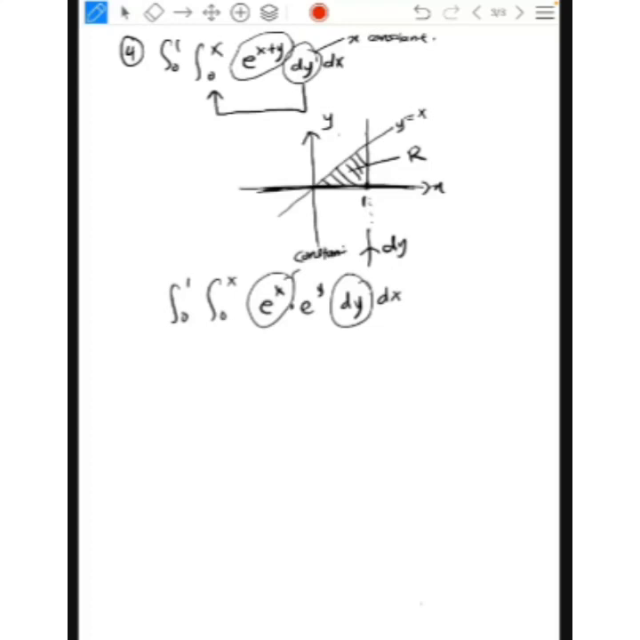Okay? So let's say I solve it for you. Exponent x is still there. Then exponent y, how to solve? How to integrate exponent y? Exponent y also. Okay? The integration of exponent is still exponent. Okay? So dx, 0 until x.